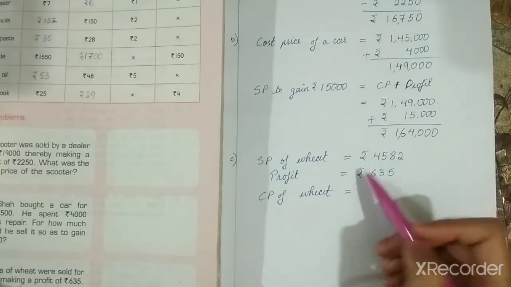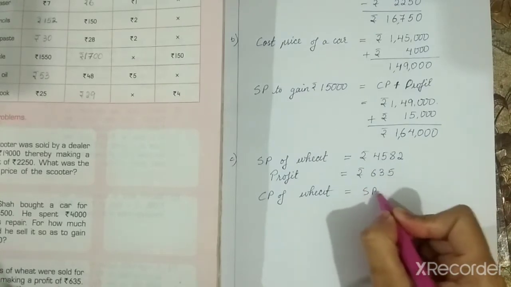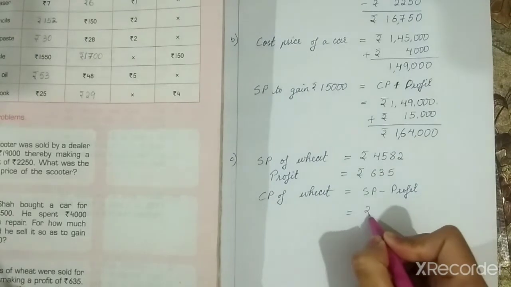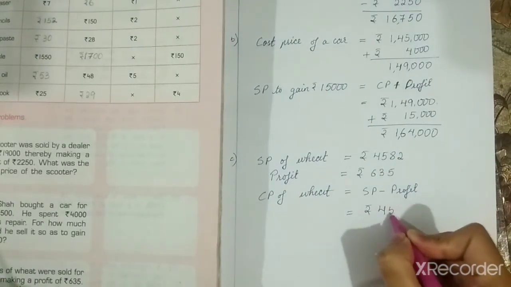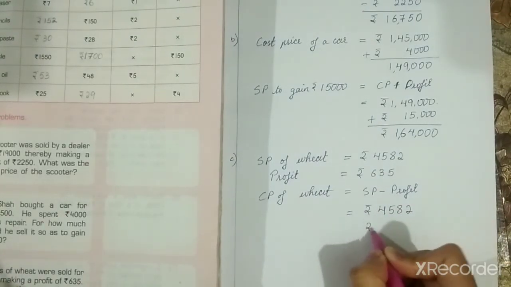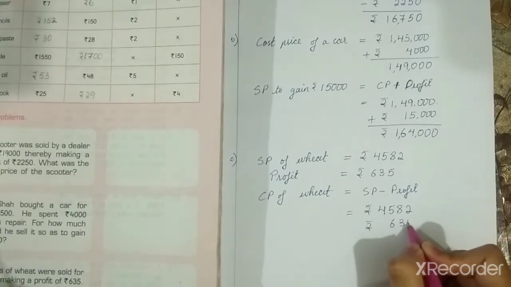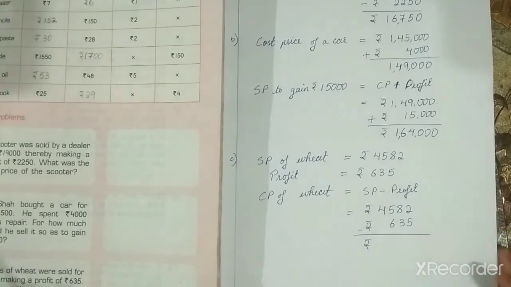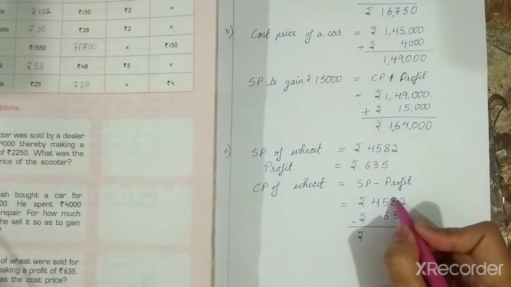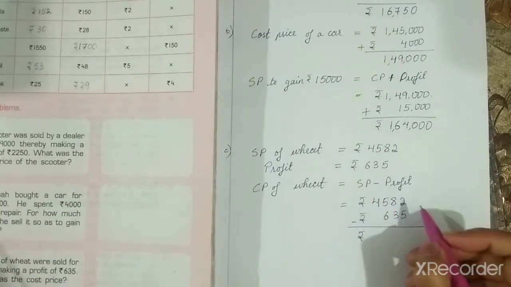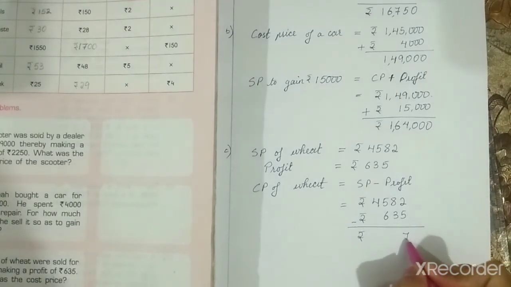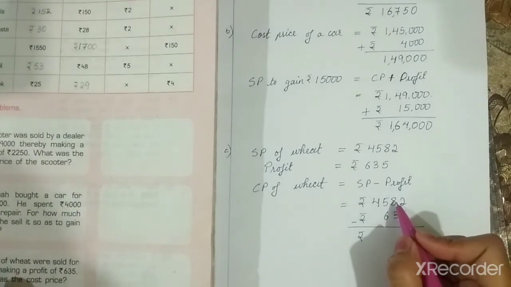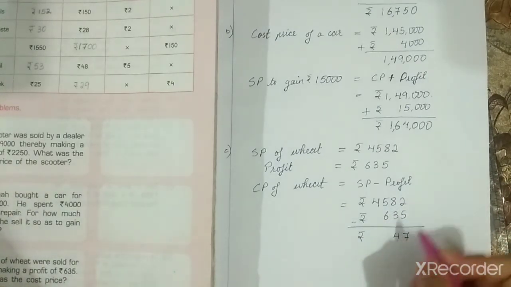SP minus profit is the cost price. So the selling price is 4582, and if I subtract 635, I will get the cost price. 2 minus 5 I cannot subtract, so I will borrow it from here. So 12 minus 5, 7. This 8 will become 7 since I already borrowed 1. So 7 minus 3 is 4.